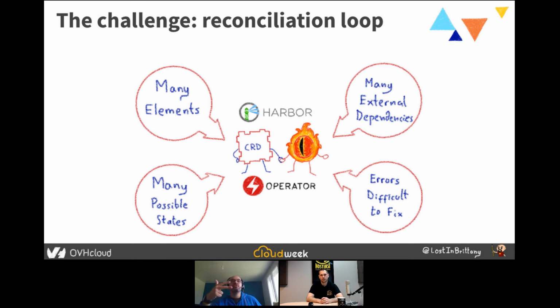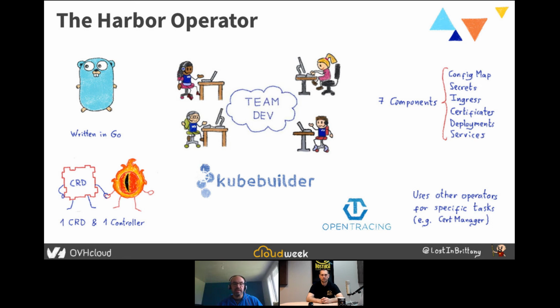So you need to get the state of external dependencies within your Kubernetes clusters. And there are some errors. For example, there is an external component that is missing that is difficult to fix. So trying to translate the human knowledge into an operator, into CRDs and controllers, was relatively difficult.